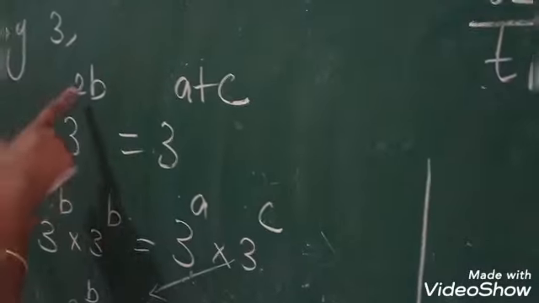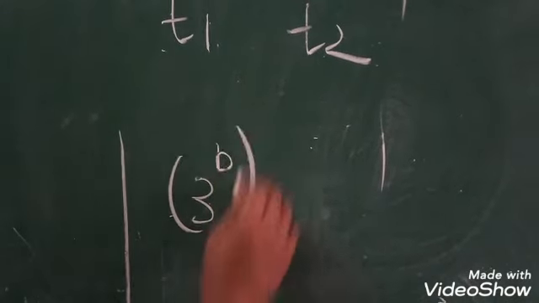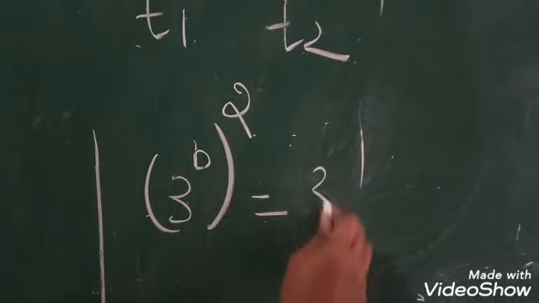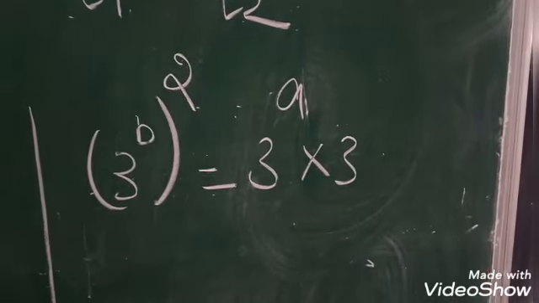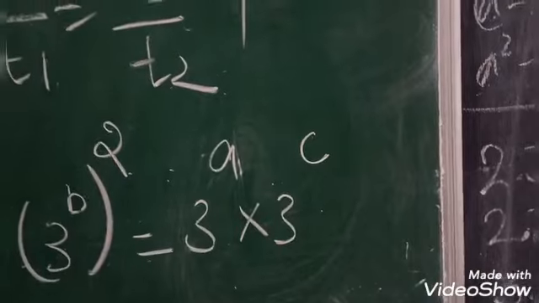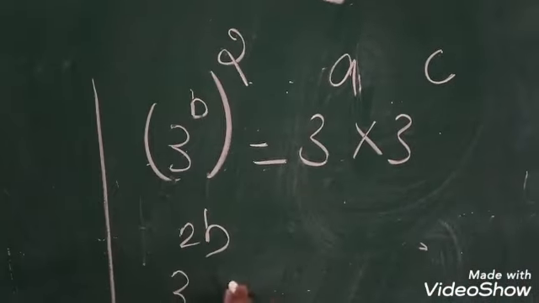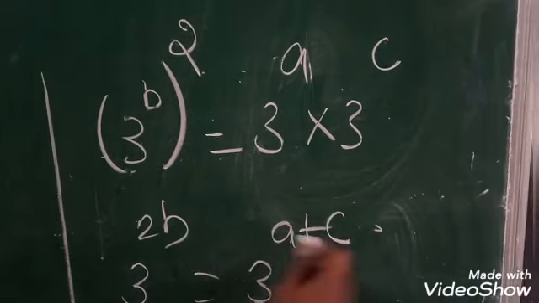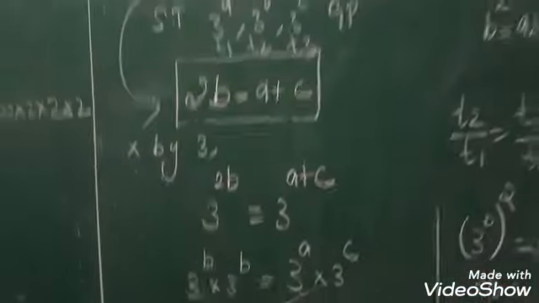Here 3 power 2b. What is the second term? 3 power b squared is equal to the first term into the third term. Okay, this is the concept. Now how do you write 3 power 2b is equal to 3 power a plus c? Everything is okay, girls. You use this method, or otherwise use the other method. Any one method is okay.